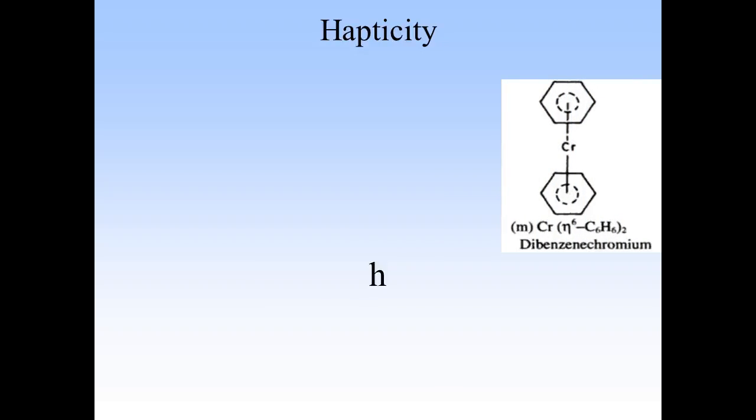Here I am going to give you some more examples. This compound is called dibenzene chromium. You see, chromium is in between 2 benzene rings. We all know that benzene has 6 carbon atoms, and the chromium is bonded to the ring.